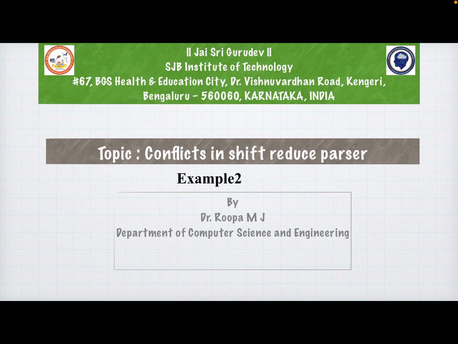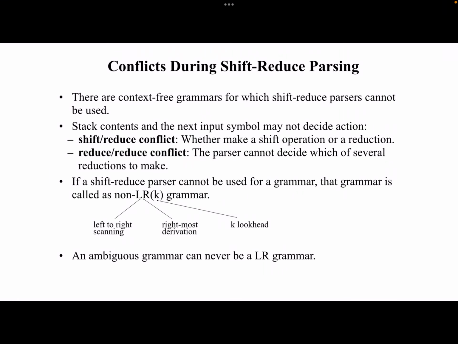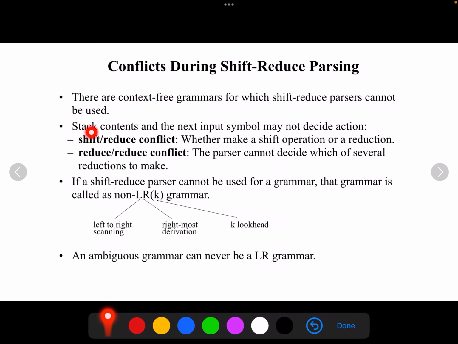Moving on to conflicts in shift reduce parser. Welcome to the class. So there are two kinds of conflicts in shift reduce parser. The first one is called shift reduce conflict and the second one is reduce reduce conflict. The meaning of shift reduce conflict is that a shift action can be performed on a particular step, and you can also perform a reduce action there.